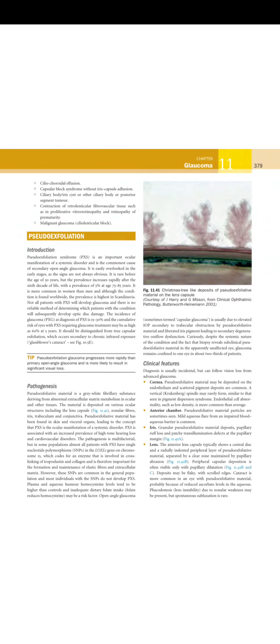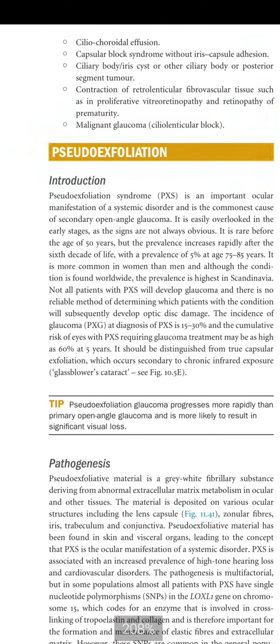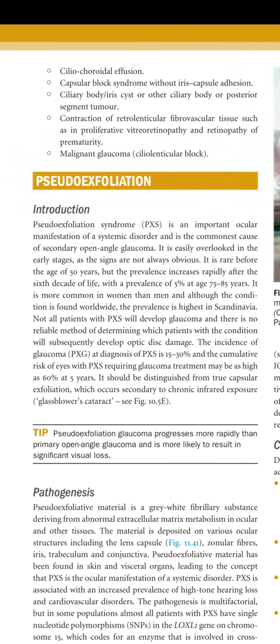So next is pseudoexfoliation. Very important topic. It is very commonly encountered. Basically, there is a difference between pseudoexfoliation and pseudoexfoliation glaucoma, which we will study. So, introduction: pseudoexfoliation syndrome (PXS) is an important ocular manifestation of a systemic disorder and is the commonest cause of secondary open angle glaucoma. So, this causes an open angle. It is easily overlooked in early stages as the signs are not always obvious.